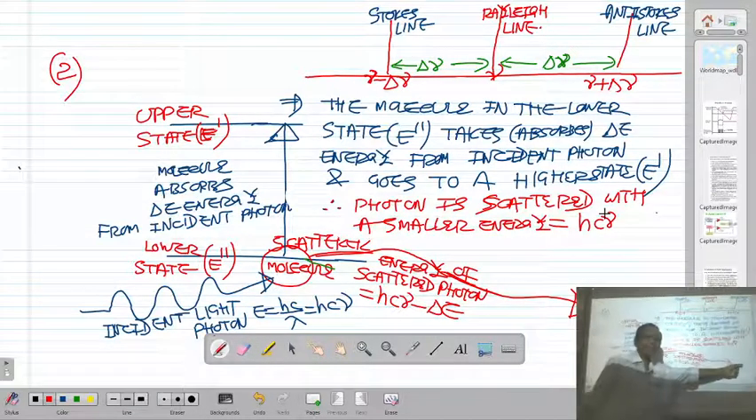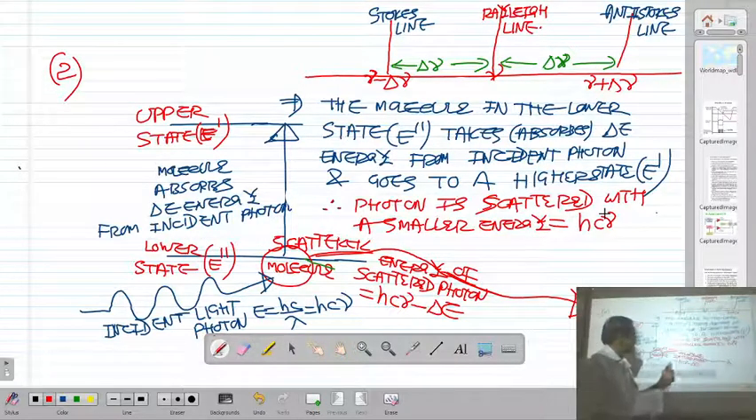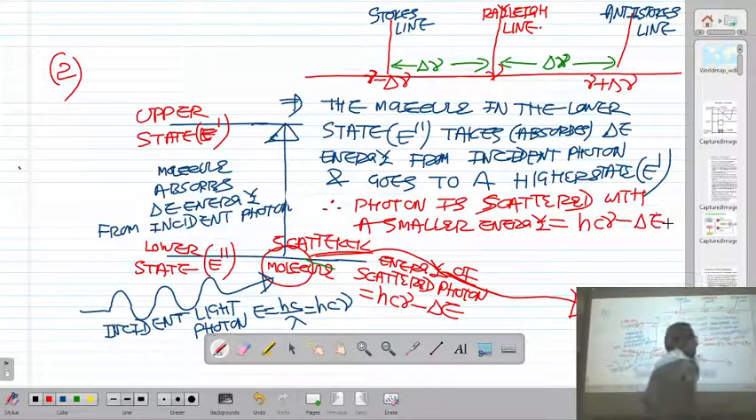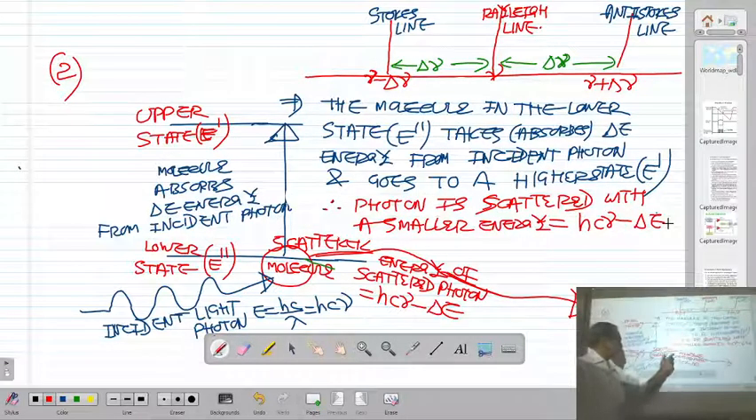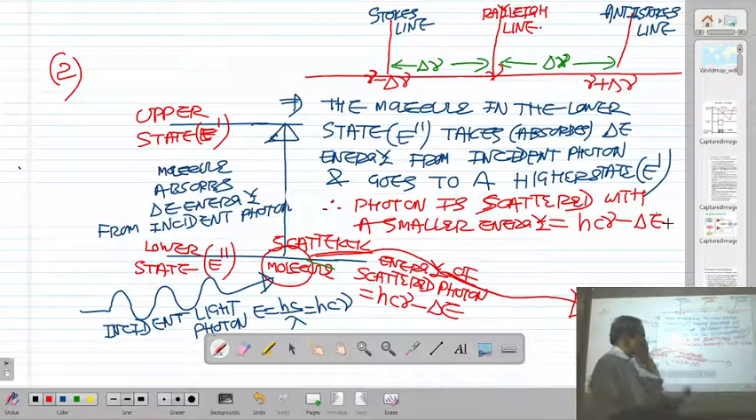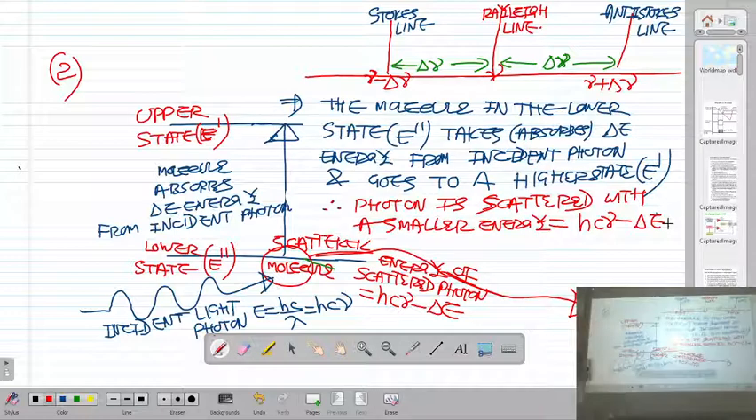Therefore, the energy of the scattered photon will be small. The energy of the scattered photon will be hν minus ΔE, because from the hν energy of the incident light photon, the scattering molecule absorbs ΔE energy and goes from the lower state to the upper state. So the photon is scattered with a smaller amount of energy, hν minus ΔE.